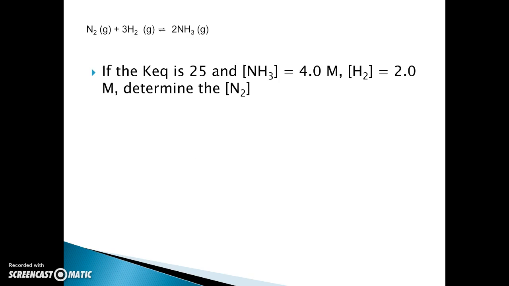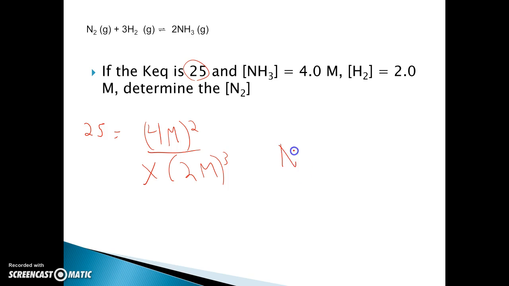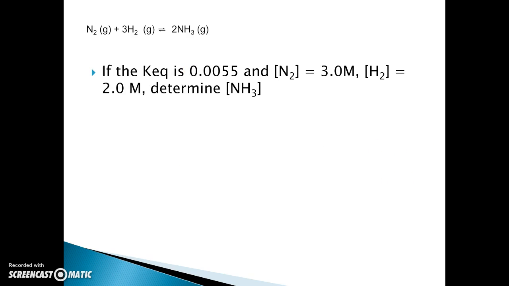Here's another example using the same equilibrium expression we used in the previous problem. Now we're given KEQ. So KEQ is 25 equals the concentration of the product, which is 4 molar, and we square that, over X, which is what we're solving for, times the 2 molarity of the second reactant cubed. You solve that, and you find out that X, the concentration of NH3, equals 0.08 molar. Okay, next problem.